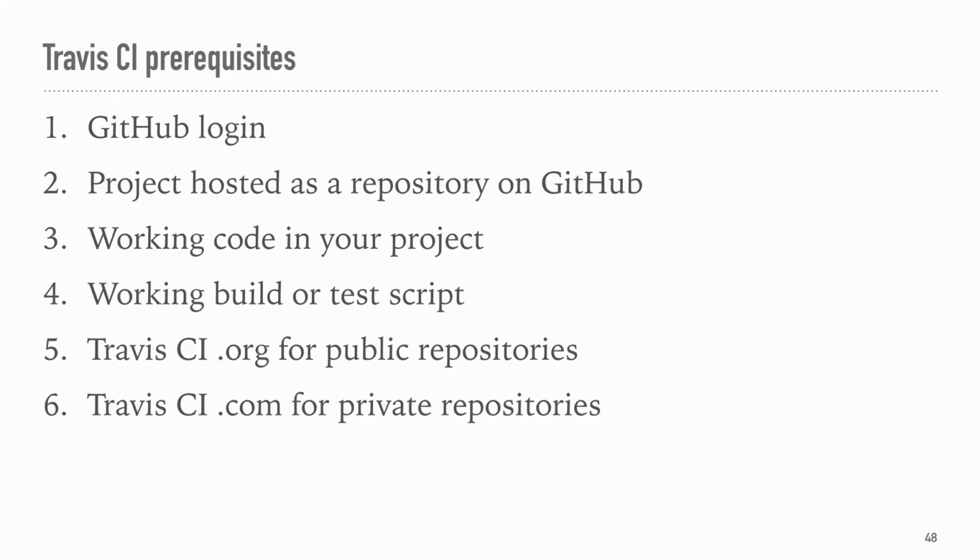We have Travis continuous integration. You would need to have a way to connect to Travis. In this case, you can have GitHub linked to Travis. Your project would be hosted as a repository on GitHub, and your working code is in your project. You have the working build or test functionality in the tool, and it has also 2 options: the .org for public repositories. If your project is open source, you can use it completely without any kind of pricing. And Travis continuous integration .com would be for private repositories.